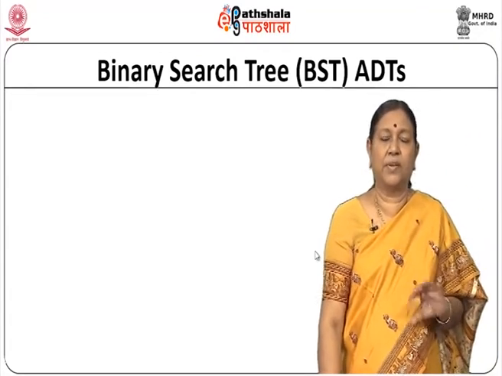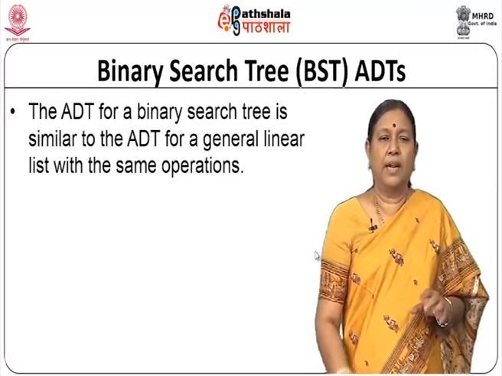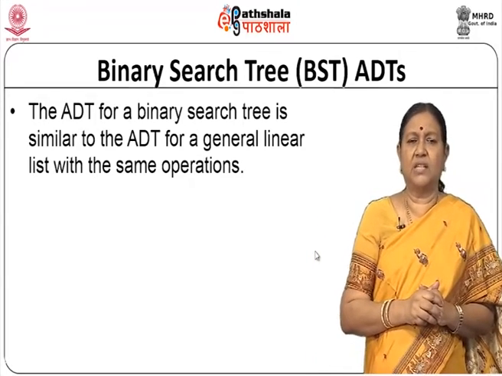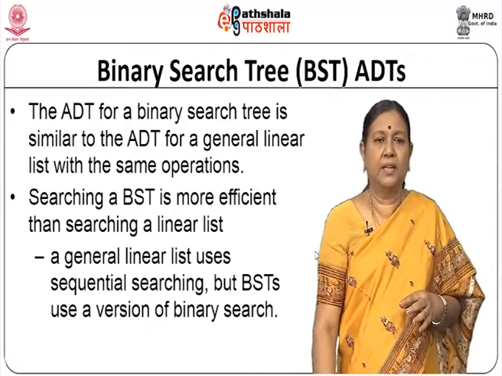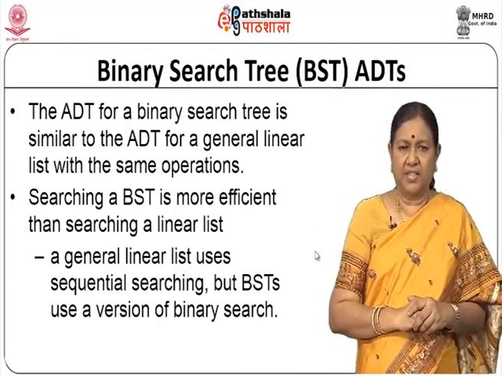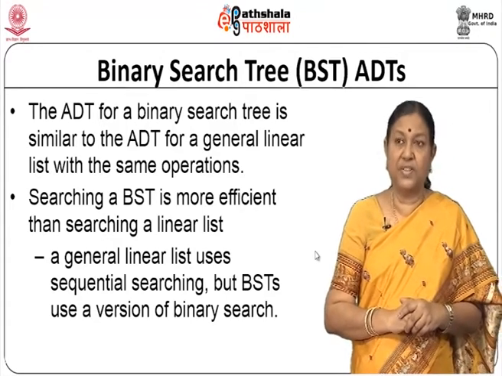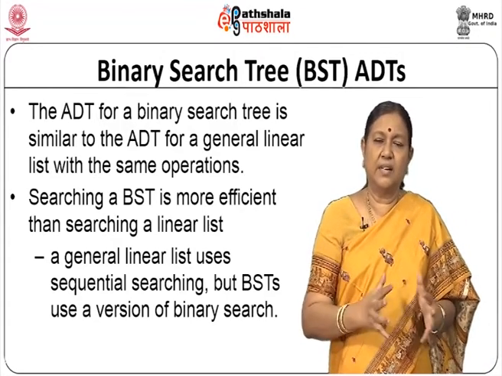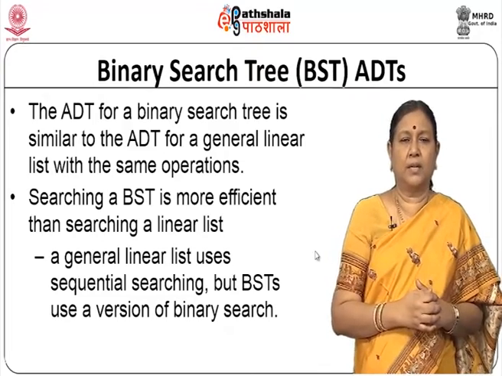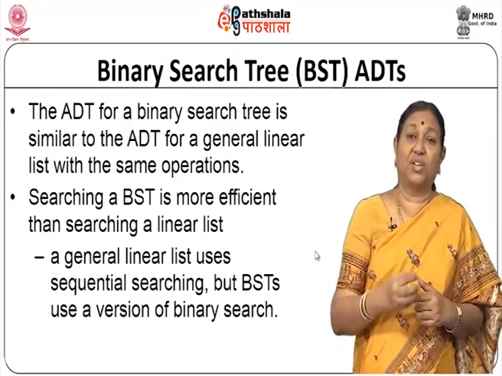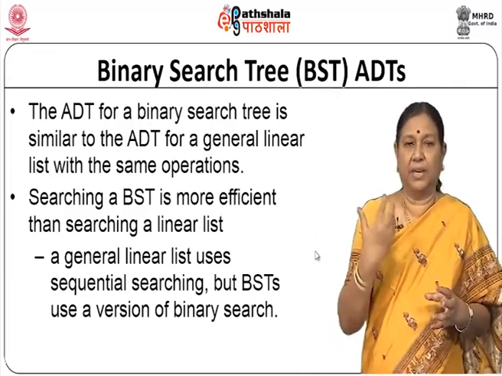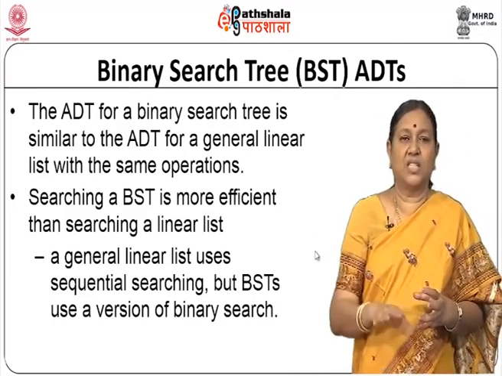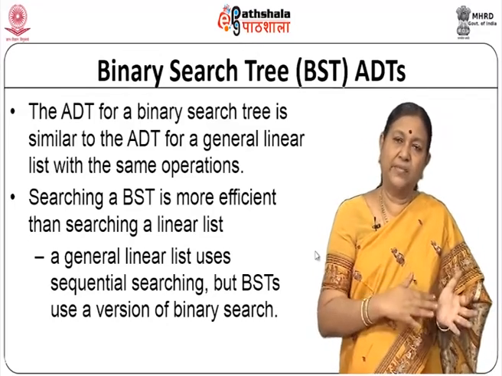We are talking in terms of abstract data types, as we know. The ADT for a binary search tree is similar to the ADT for a general linear list with the same operations, but searching a binary search tree is more efficient than searching a linear list. A general linear list uses sequential searching, but a binary search tree uses a version of binary search. That is why it is more efficient to search in a binary search tree than in a linear list, because there we do sequential search.